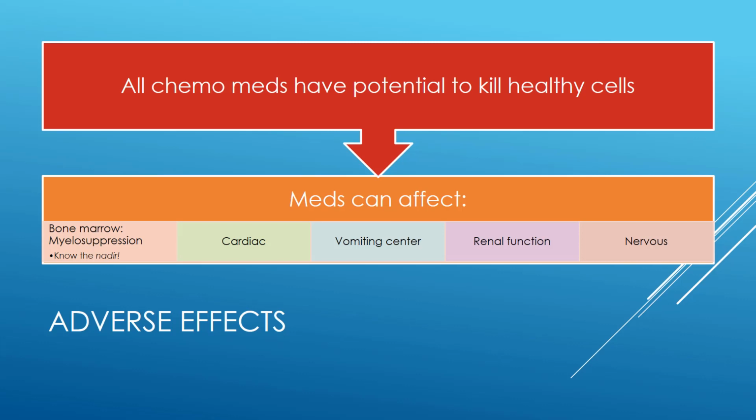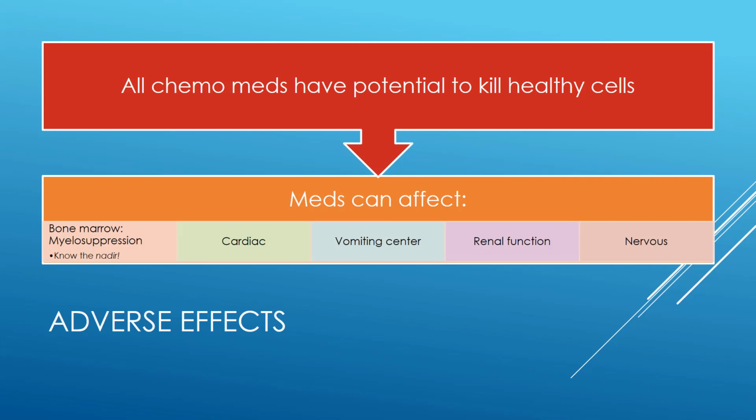Some medications can affect the cardio system. They can be cardiotoxic, like the medication doxorubicin or adriamycin. Clients will need cardiac monitoring while receiving this medication. Anti-neoplastic meds can also activate the vomiting center in the medulla, so nausea and vomiting are very common adverse effects. Antiemetics like Zofran are frequently given 30 minutes prior to administration of chemo.